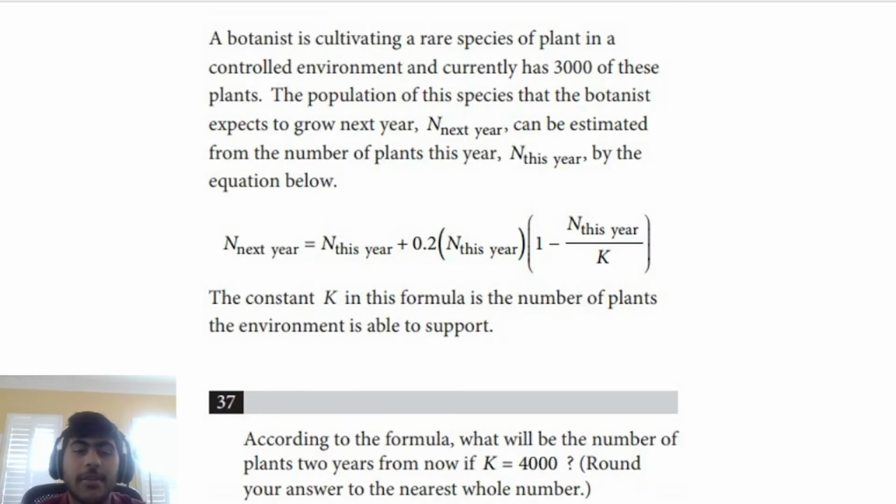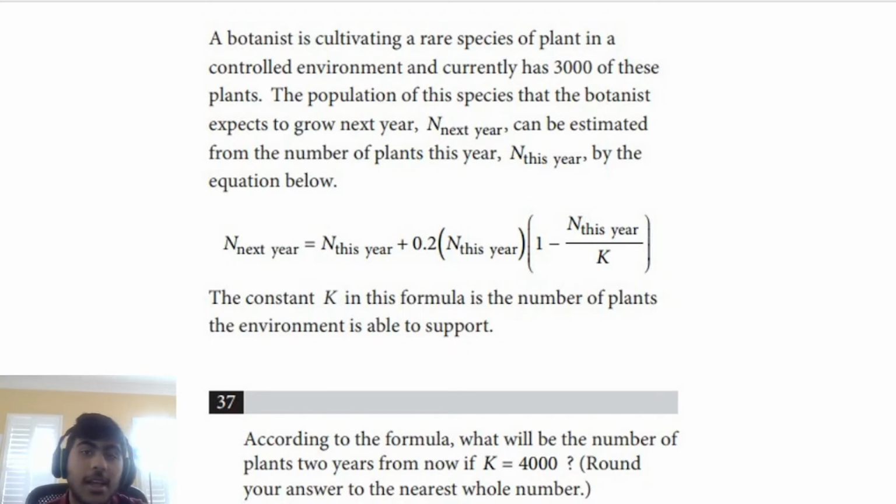Alright, let's see what we have here. A botanist is cultivating a rare species of plant in a controlled environment and currently has 3,000 of these plants. The population of the species that the botanist expects to grow next year can be estimated from the number of plants this year by the equation below. N next year equals N this year plus 0.2 times N this year times 1 minus N this year over K. And the constant K in this formula is the number of plants that the environment is able to support.